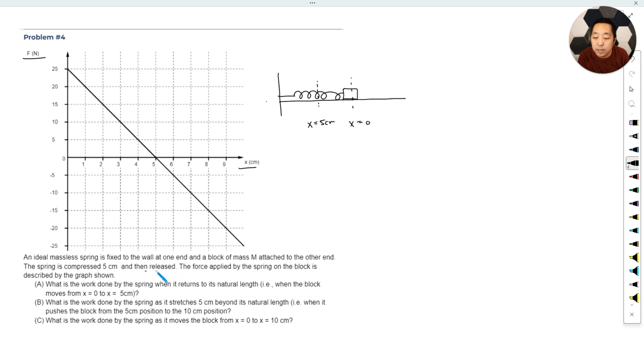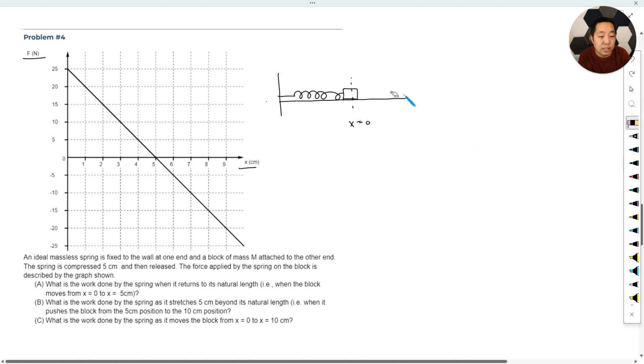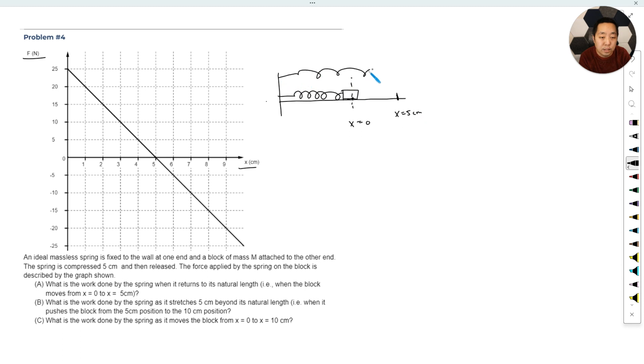Actually, sorry, it's compressed. My bad. So we've squeezed the spring. Let's just imagine it's compressed here, and then the natural length is over here. This is x equals 5 centimeters. So this is where the spring would like to be if there was nothing pushing on it.